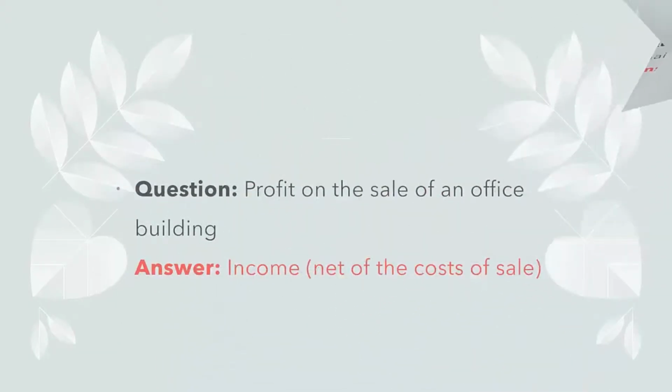E. Profit on the sale of an office building. Income. Explanation. Why? When the business sells an office building for more than its current book value, the excess amount, profit, is treated as income. This profit is recorded in the profit or loss statement as it contributes to the business's overall revenue for that year.